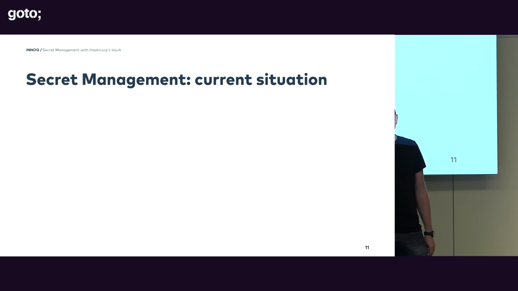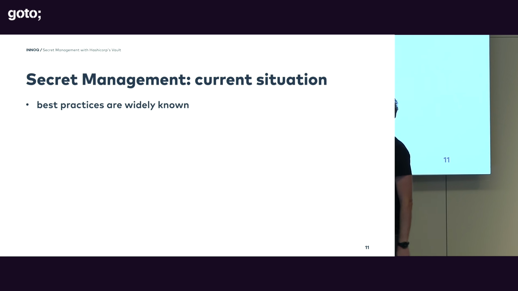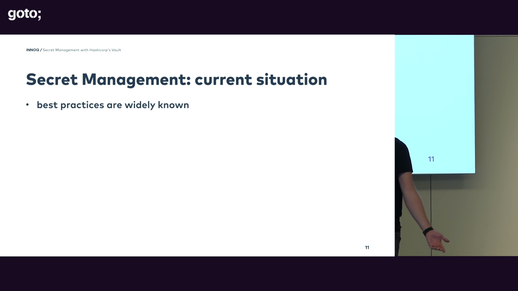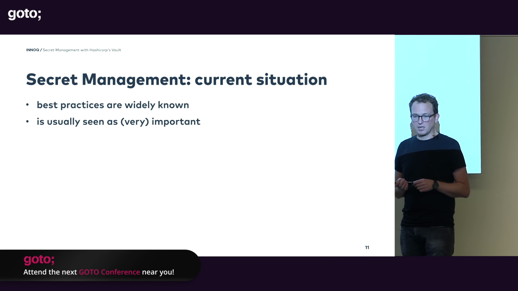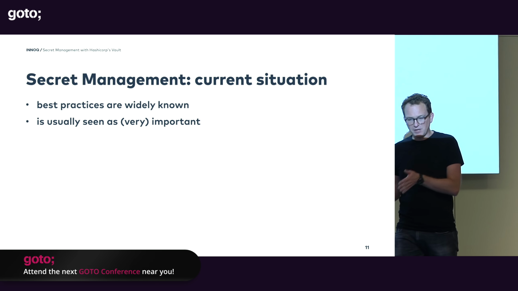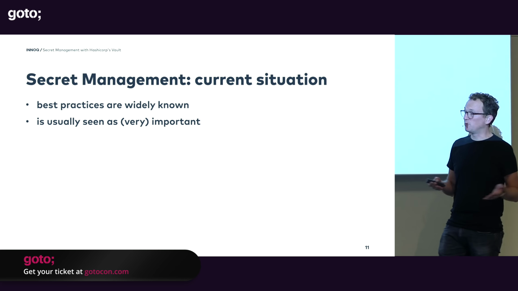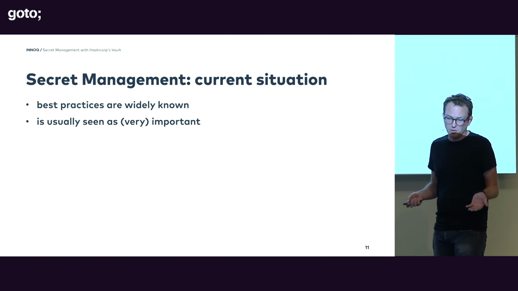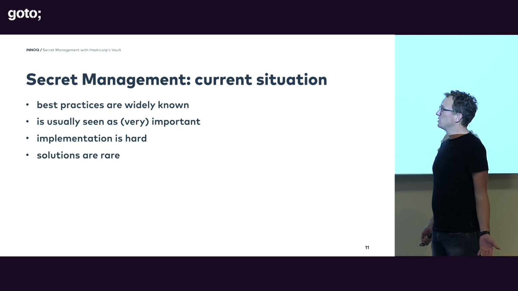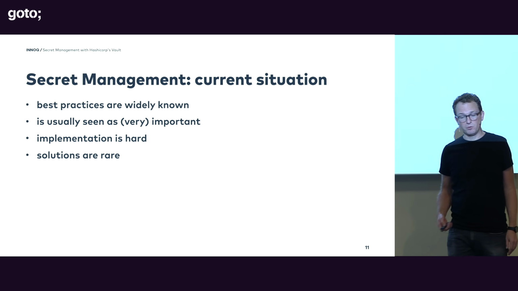So what is the current situation in secret management? The best practices are actually widely known, like high entropy in passwords, etc. And they're usually seen as very important. So you will never get the answer from a manager, from anybody, to the question, do you think secret management is important? Nobody will ever say, no, it's not important. However, implementation is hard and solutions are pretty rare.